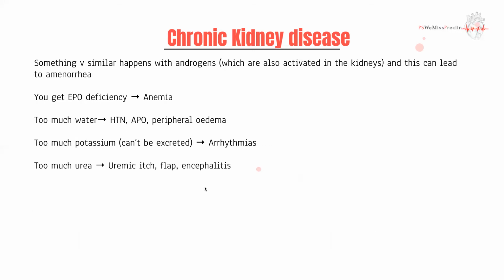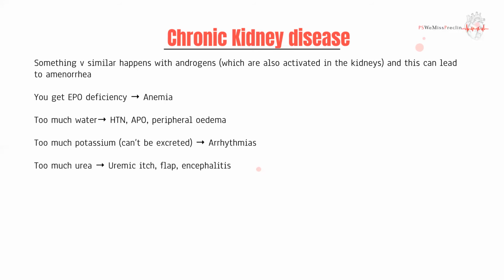Something very similar happens with androgens, which are activated in the kidneys. So in the lack of that activation, women can end up with amenorrhea because of their CKD. You can also get EPO deficiency, as you know, that's secreted by the kidneys, EPO or erythropoietin, that can cause an anemia. That's going to be a normocytic anemia. Because you're not excreting water as well, you're going to end up with hypertension because you have too much fluid.